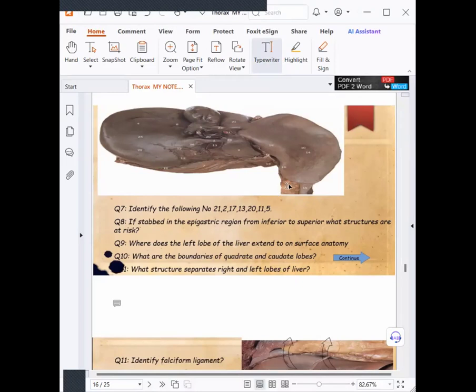Okay, so if the body is stabbed in the epigastric region from inferior to superior, what structures are at risk? Left lobe of the liver and stomach.